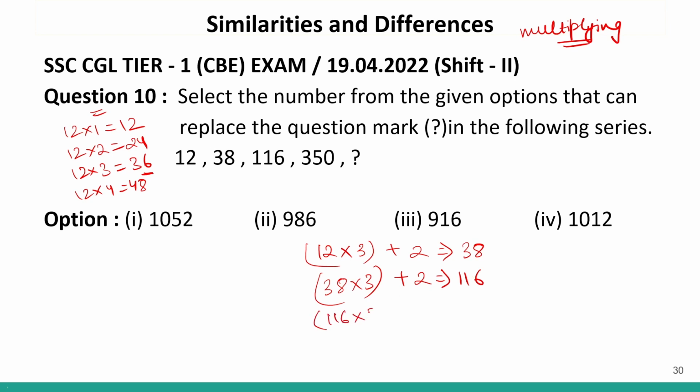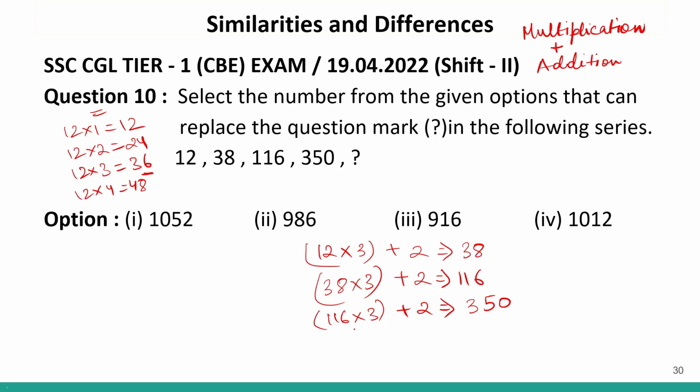Similarly, 116 into 3 plus 2 will give me 350. So what I'm doing, I am using two operations: multiplying plus addition. So two operations, multiplication and addition, are being done on this particular question.